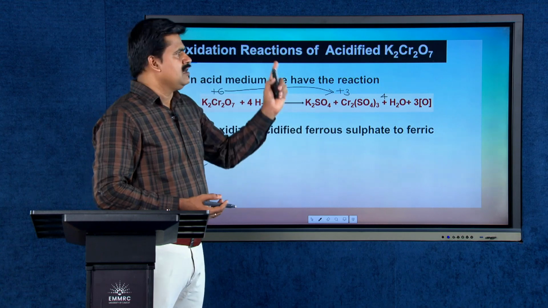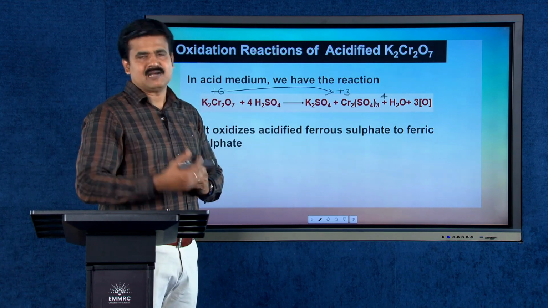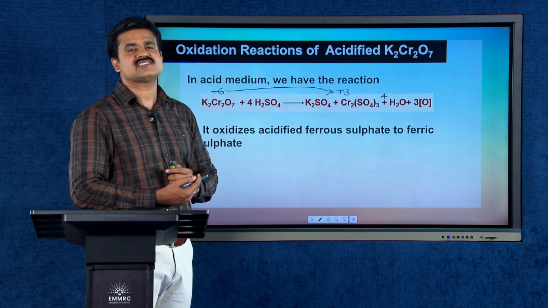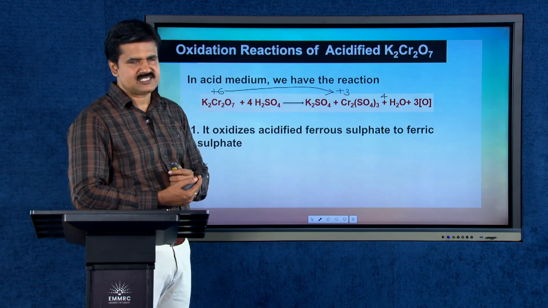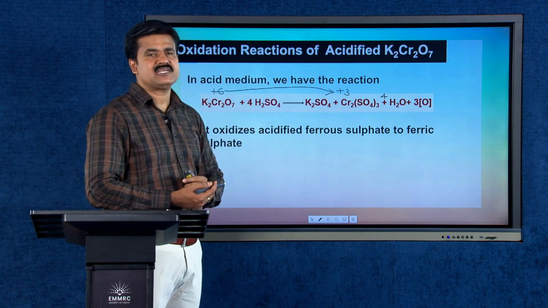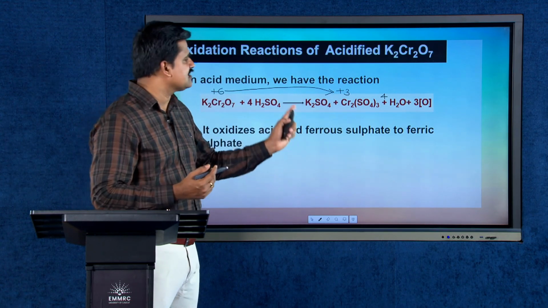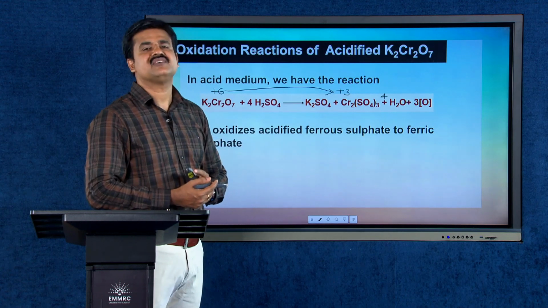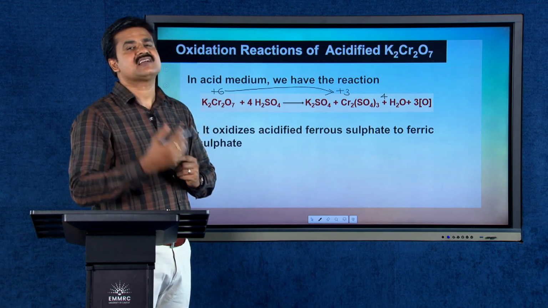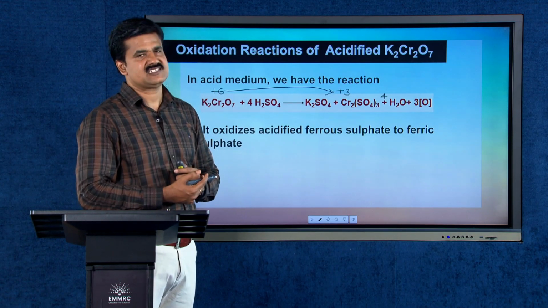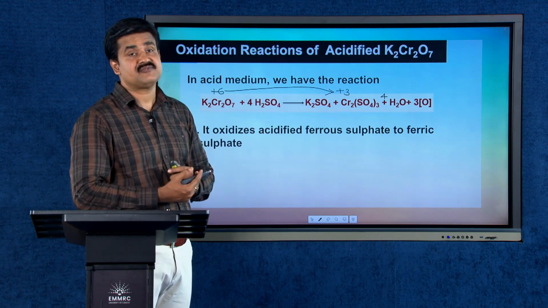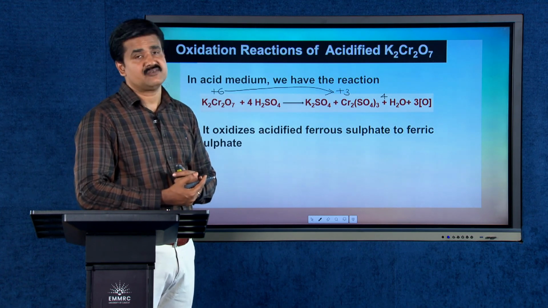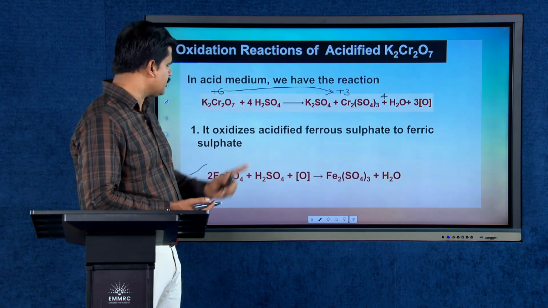Now, we can have some examples of oxidation reactions shown by acidified potassium dichromate. This acidified potassium dichromate oxidizes acidified ferrous sulfate to ferric sulfate. Ferrous sulfate contains iron in 2+ oxidation state. It is oxidized by acidified potassium dichromate to ferric sulfate, and that is shown in this equation.